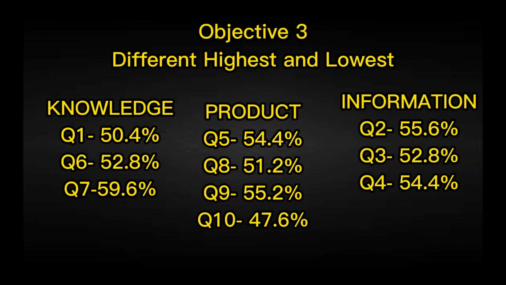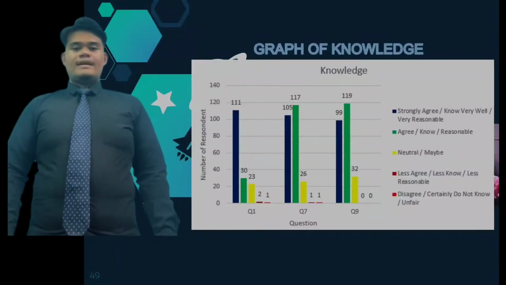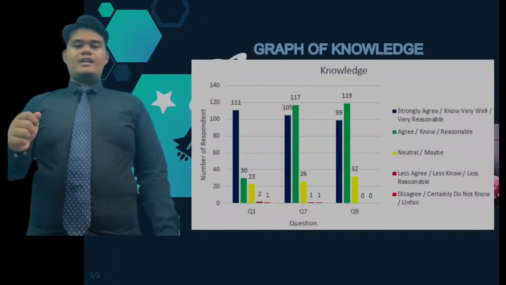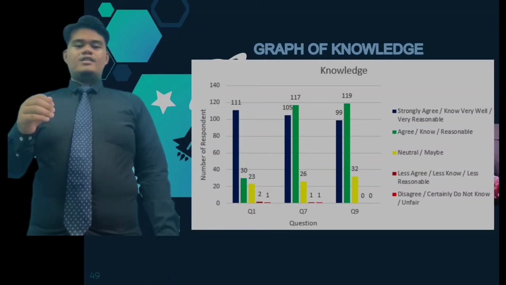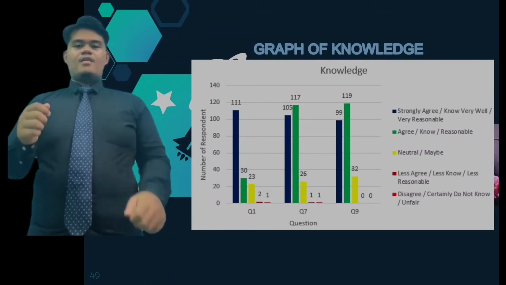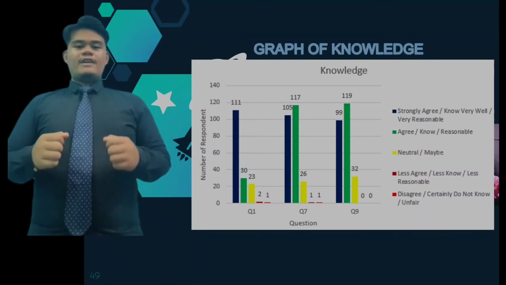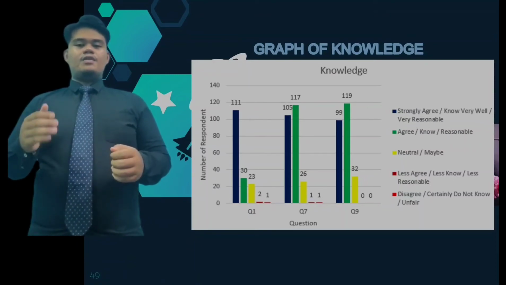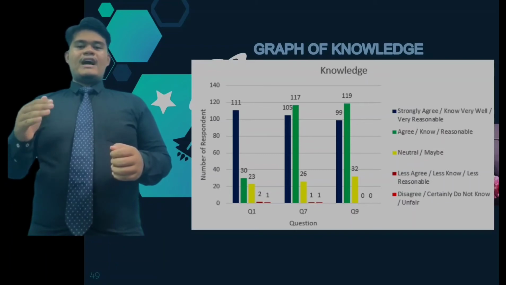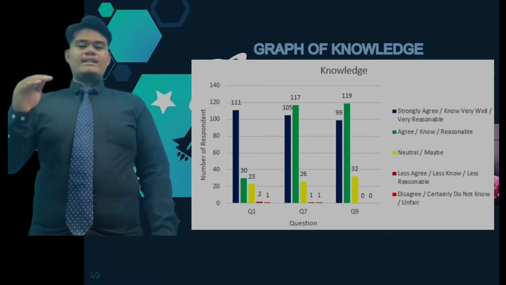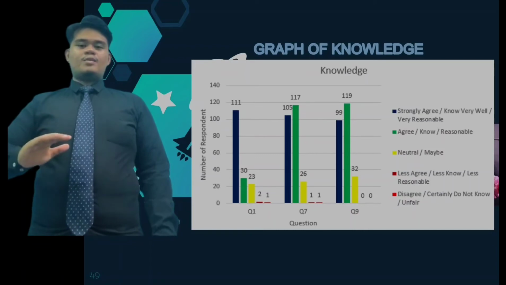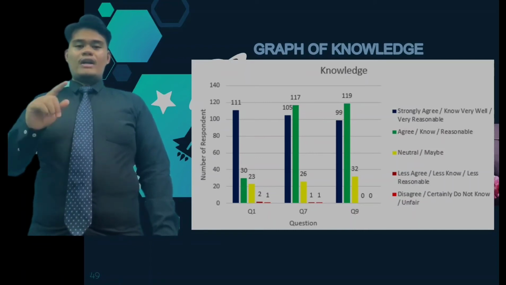Different highest and lowest. So this is the graph for objective 4. This is to determine the system of food waste management at Cafeteria Polytechnic Sultan Azlan Shah. For phase 1, this graph is for knowledge. The highest number of respondents who selected agree was 113, and the lowest who responded less agree was 1.